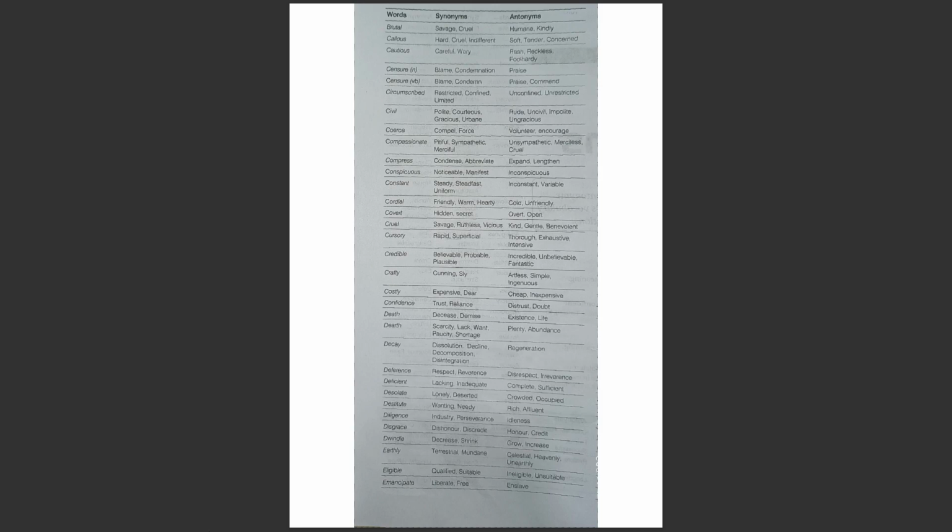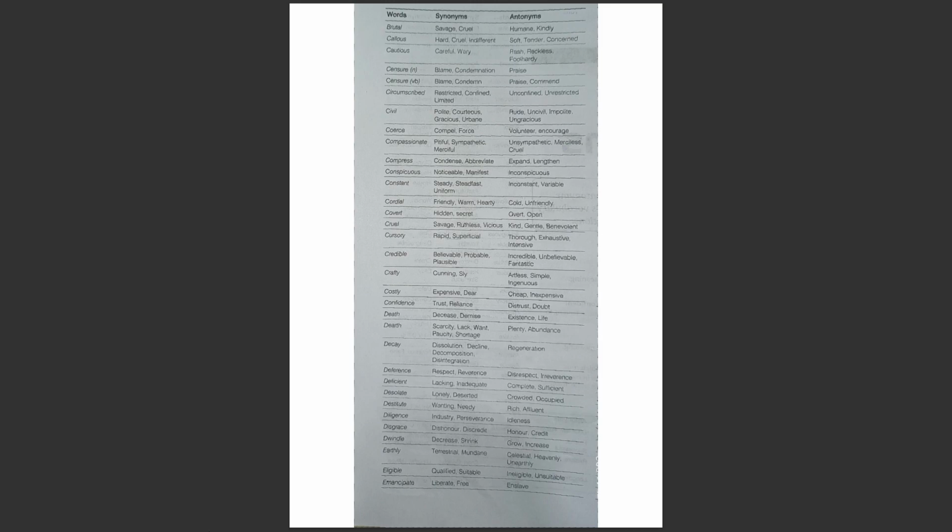These are the synonyms of cautious. And antonym would be rash, reckless, in a very haphazard way, right? Not done with much focus, without care, carelessness would be the antonym of cautious.